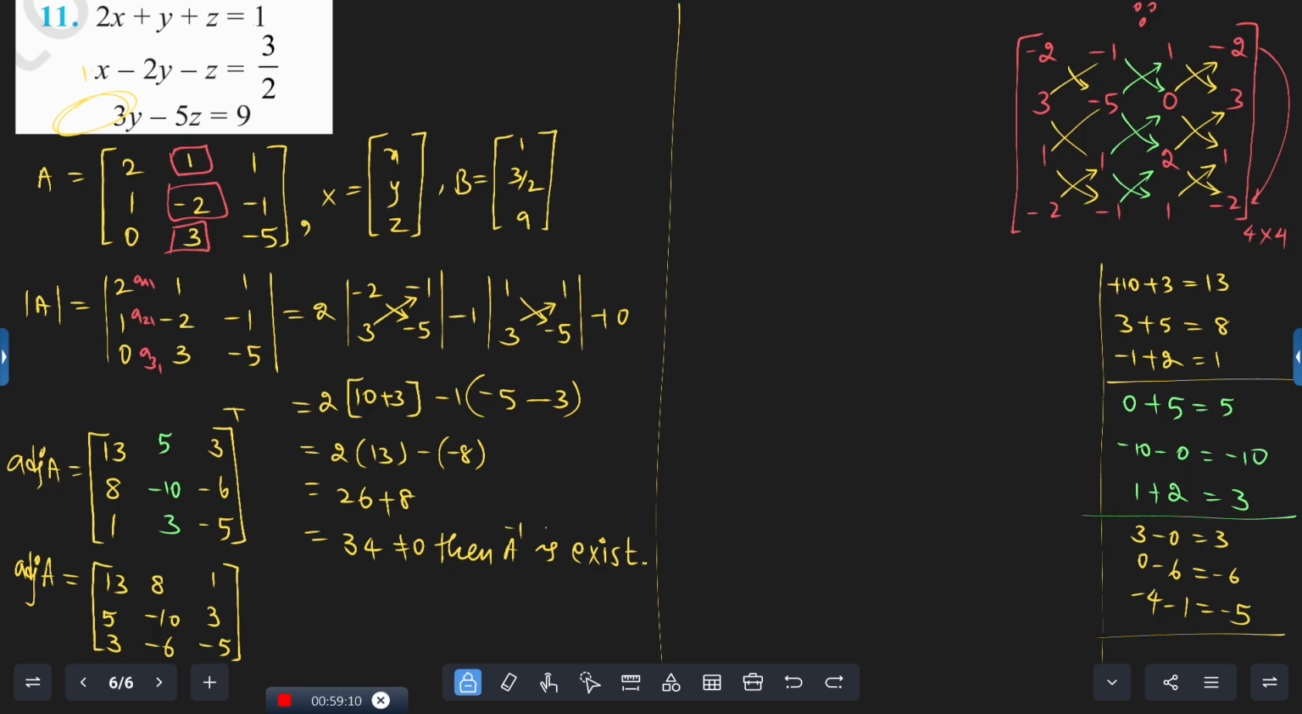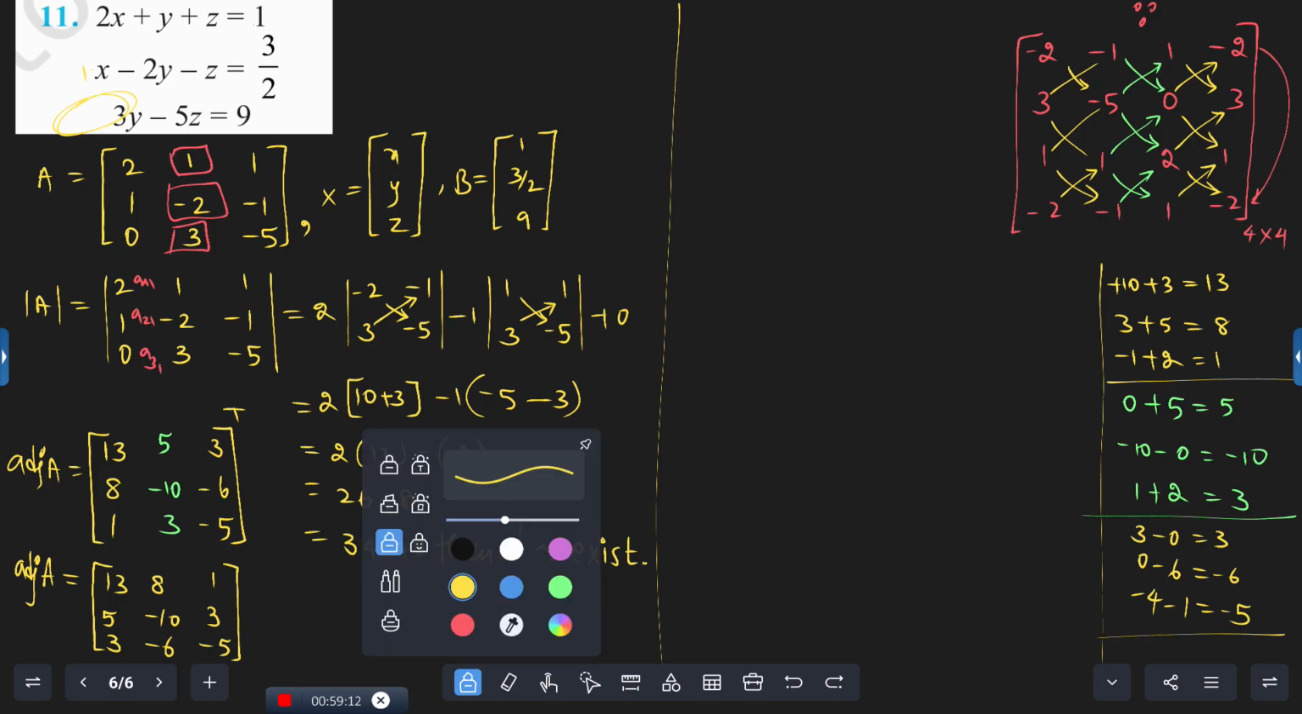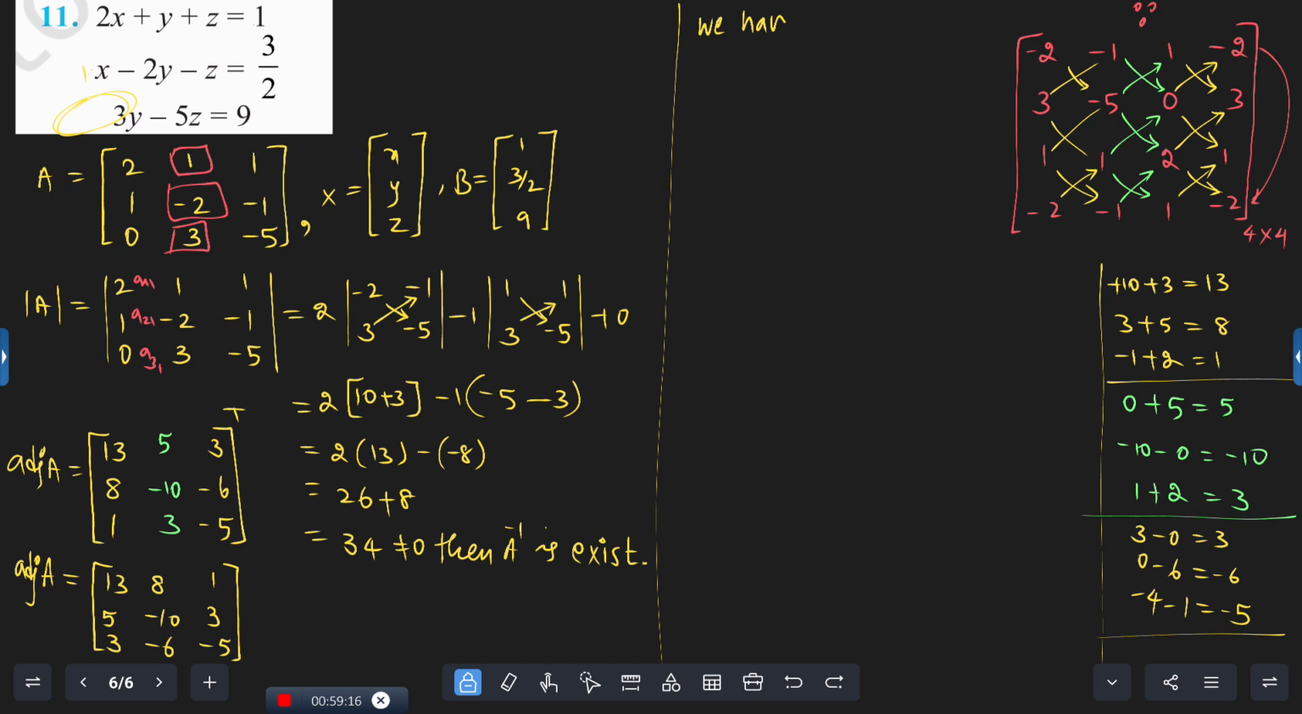Then where do we have to go? We have to go for doing the answer. We have AX is equal to B. This implies X is equal to A inverse B, where X means X, Y, Z. And A inverse we didn't do, sorry, so here itself I will do. What is A inverse? 1 by determinant of A into adjoint A, I am right?